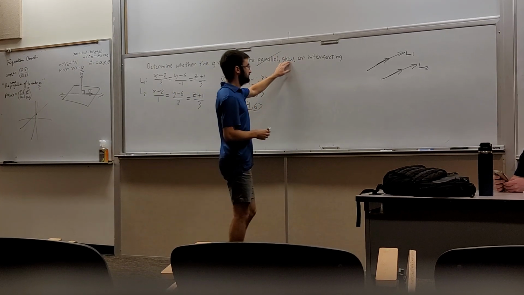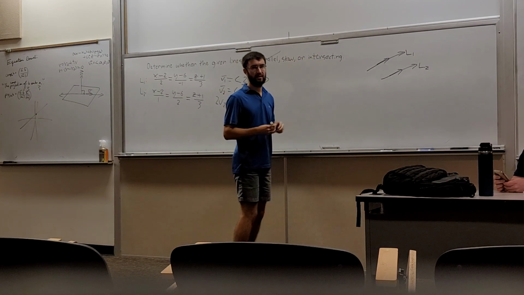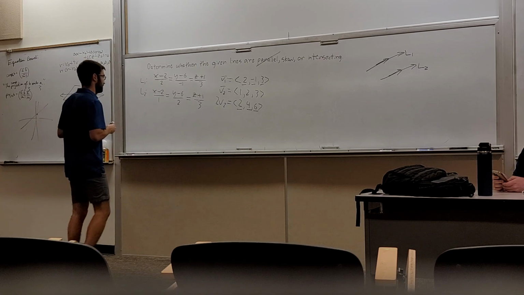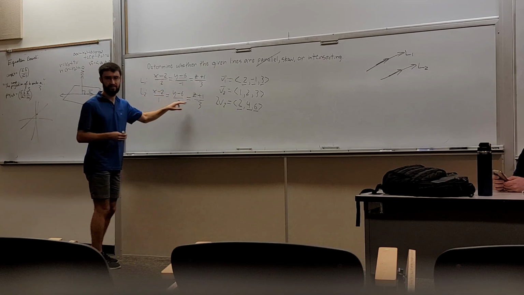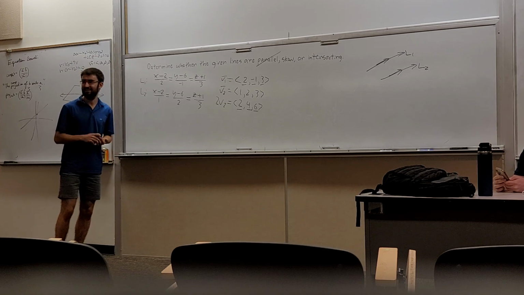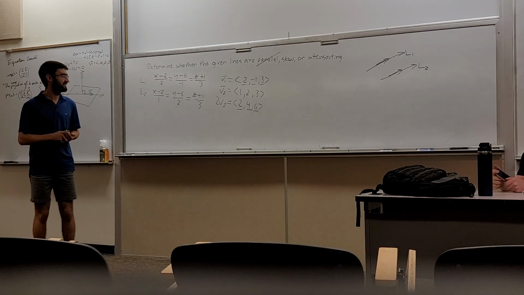Now, it's skew if it's also not intersecting, so we'll check to see if it's intersecting. If they're intersecting, that means we need some x, y, z that satisfies both of them at the same time. Does anyone happen to see an x, y, z when it would do that? Yes? Is it 2, 6, -1?